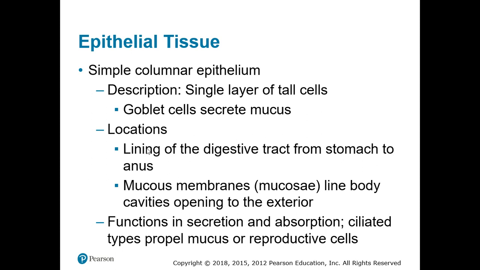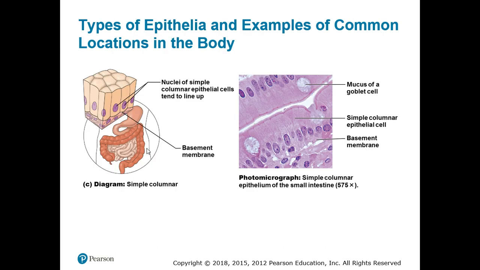These also are going to cover and be located wherever you see mucous membranes. These are usually going to be the cavities that are open to the exterior. So things like your mouth, your anus, other mucous membranes include your eyes. These help function in secretion and absorption, and usually they have ciliated surfaces that help propel mucus. Again, if you were to draw them, it's a single layer of very tall cells.